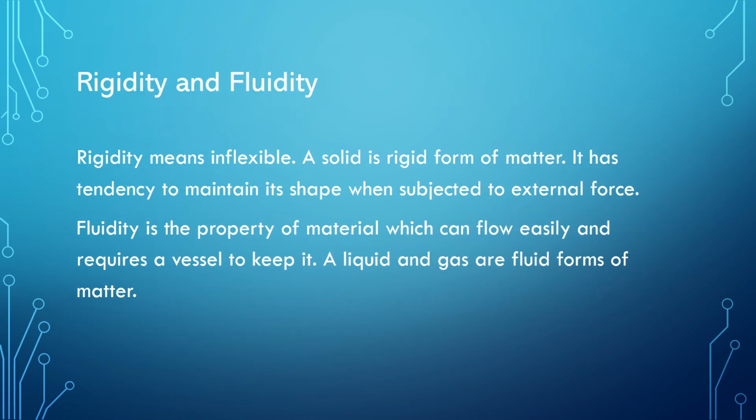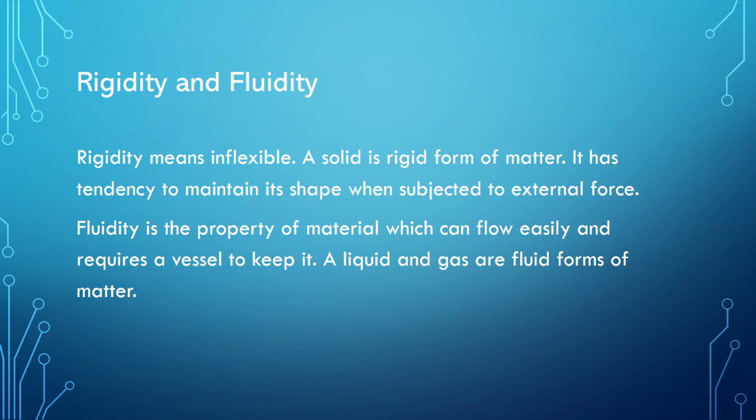Rigidity and fluidity are both properties of matter. Rigid means inflexible. A solid is a rigid form of matter. Due to its rigidity, it has a tendency to maintain its shape when subjected to external force and hence does not require a container to keep it. Example, a brick or a log of wood. They are both solid forms of matter.